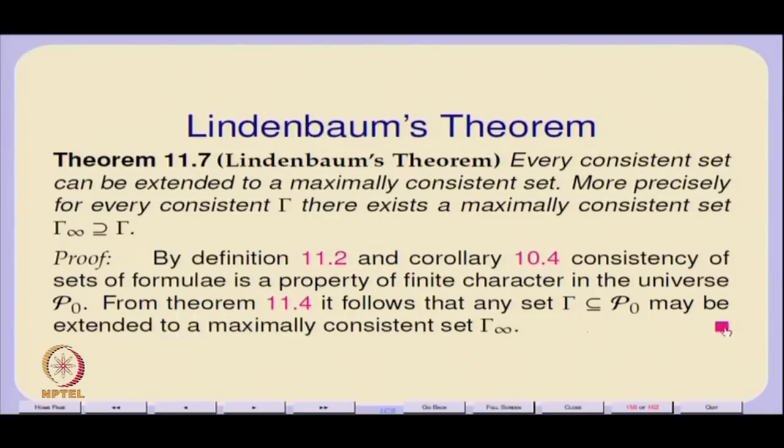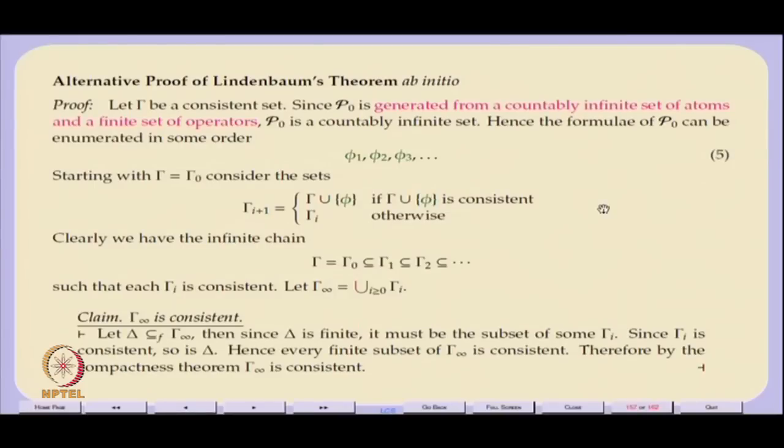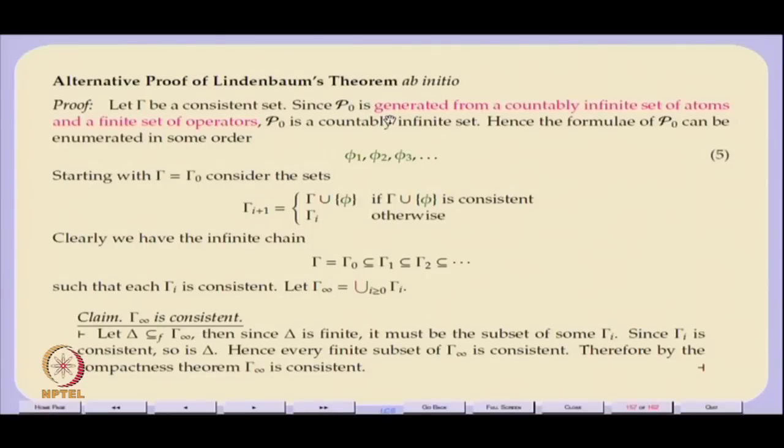But if you want to do the proof independently, it is essentially like this. Since P naught, the set of all propositional formulae, is finitely generated from an infinite collection of atoms using the standard Boolean propositional connectives, the resulting set P naught is a countably infinite set. Therefore, it is denumerable, which means that all the formulae of P naught can be enumerated in some form, phi naught, phi 1, phi 2, etcetera.